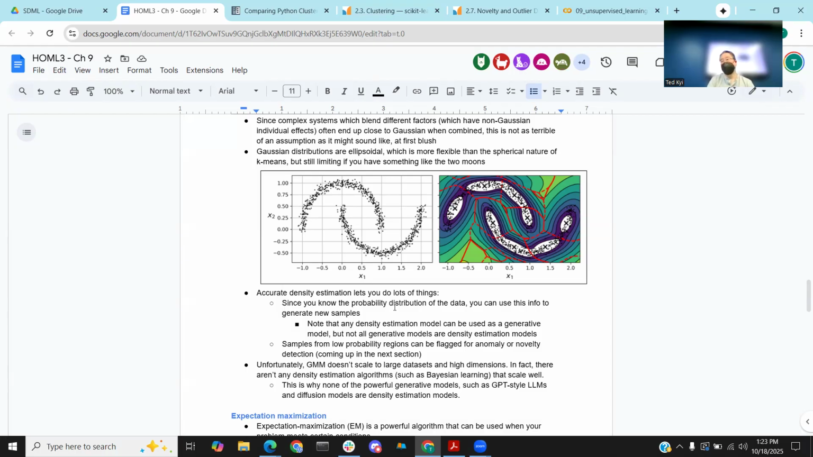And so in fact, what you see is that all of the powerful generative models, whether it's language models or diffusion models for generating images, are not actually density estimation models. That's too good to be true. It's impossible.